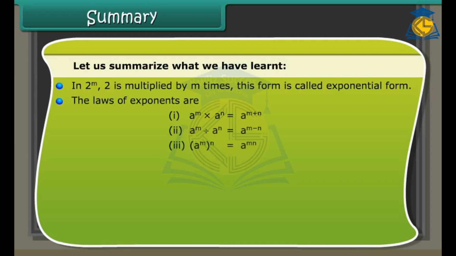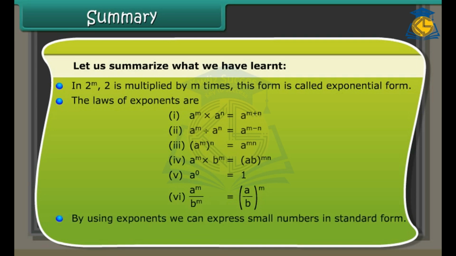3. (a raised to the power m) raised to the power n is equal to a raised to the power mn. 4. a raised to the power m into b raised to the power m is equal to ab raised to the power m. 5. a raised to the power 0 is equal to 1. 6. a raised to the power m upon b raised to the power m is equal to (a upon b) raised to the power m. By using exponents, we can express small numbers in standard form.